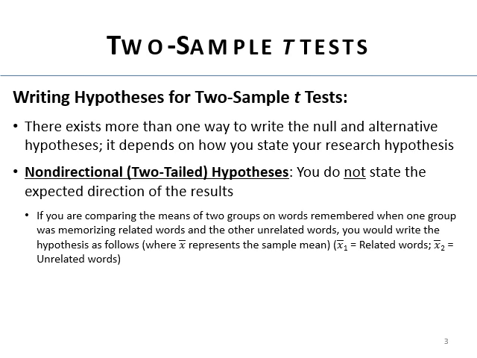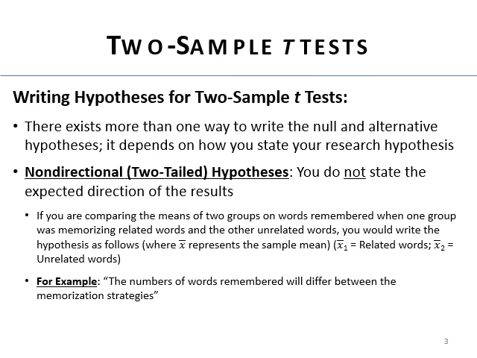So let's say you're comparing the means of 2 groups on words remembered when one group was memorizing related words and the other group unrelated words. You could write the hypothesis as follows. And again, x bar is the sample mean, where x bar 1 is related words, x bar 2 is unrelated words. So it's the average numbers of words remembered by those who are remembering related words versus unrelated words. So a hypothesis in words, a research hypothesis stating this, is something like the numbers of words remembered will differ between memorization strategies. That would be a two-tailed hypothesis.